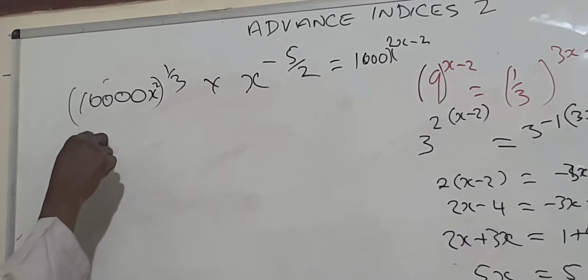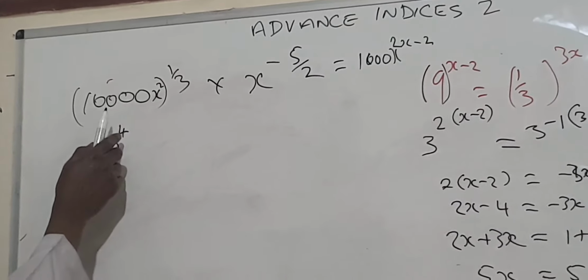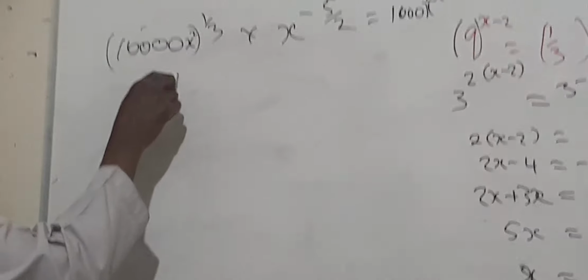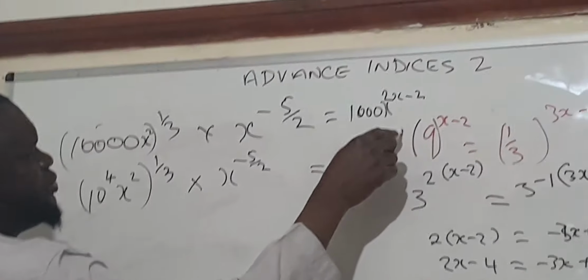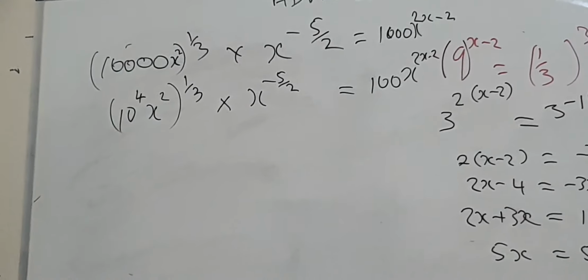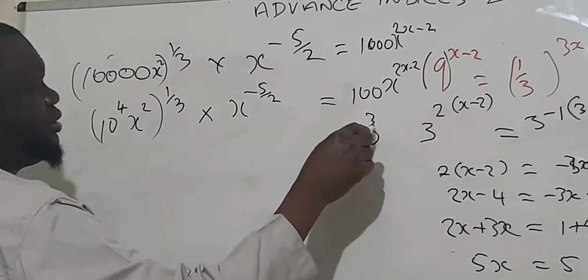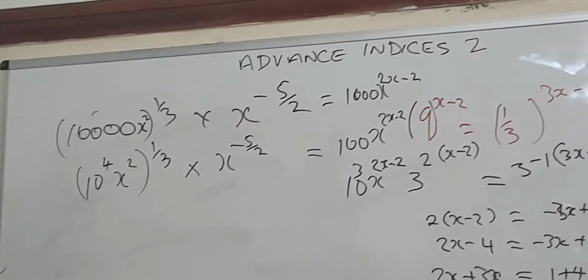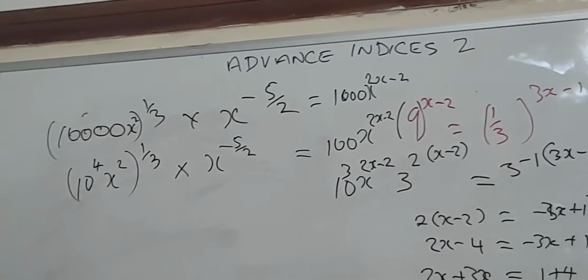Here, this is 10 to the power 4 in it, or 10 to the power 3. Yes, x squared in it. All of that to the power 1/3. 2x minus 2. Okay, this is 10 to the power 3, x to the power 2x minus 2. So remember, multiply everything here.